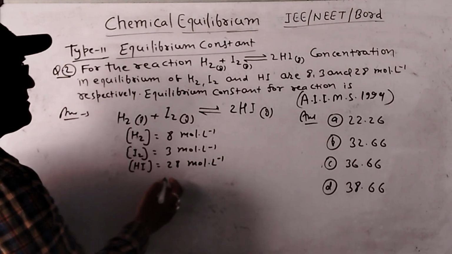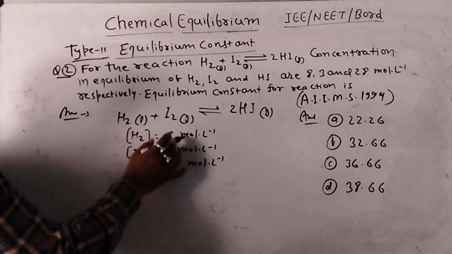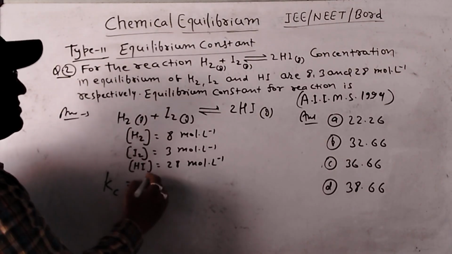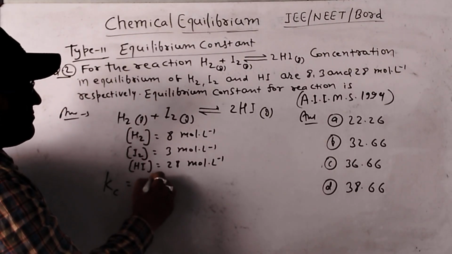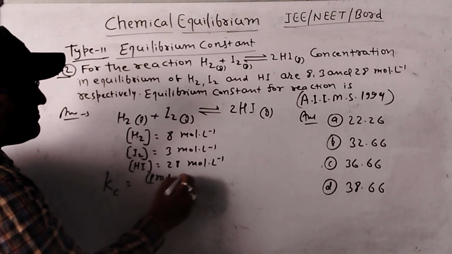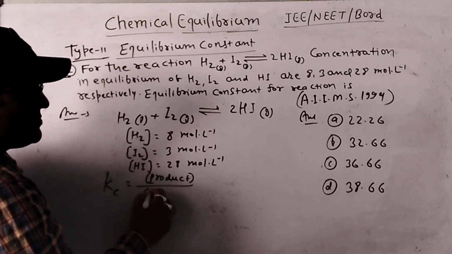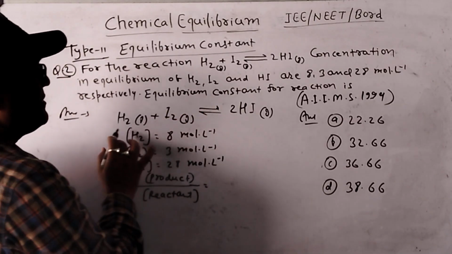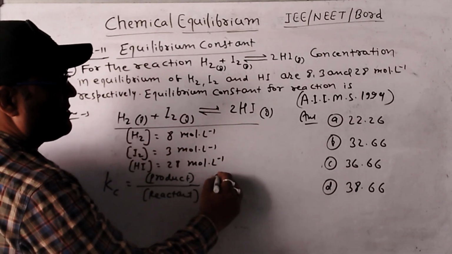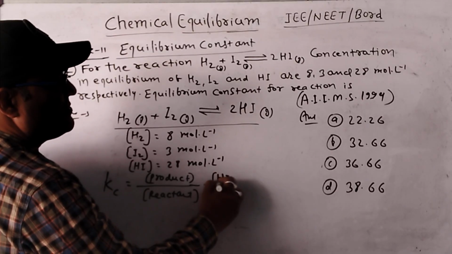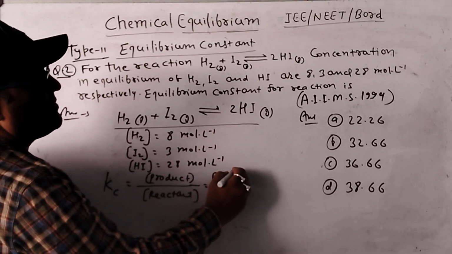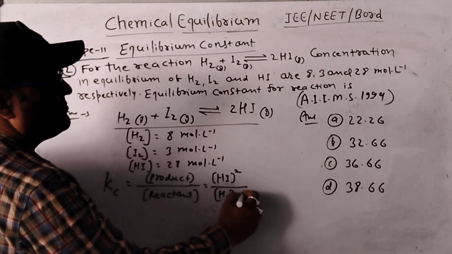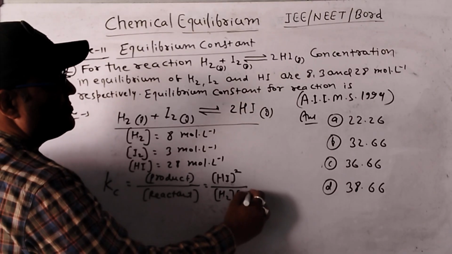Now according to the given data, all data are given in mole per liter in terms of concentration. So we can find the equilibrium constant for concentration. The formula is concentration of product divided by concentration of reactant. Now in this chemical equation, concentration of hydrogen iodide in mole per liter, with the stoichiometric coefficient as power, divided by concentration of H2 and concentration of I2.